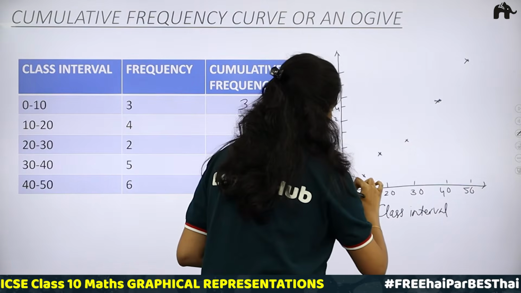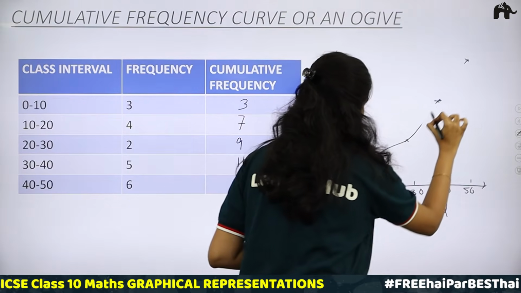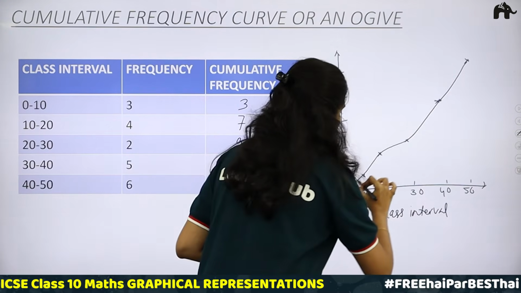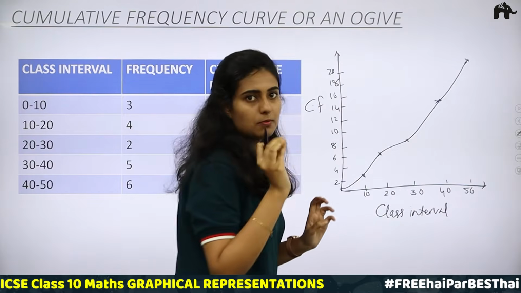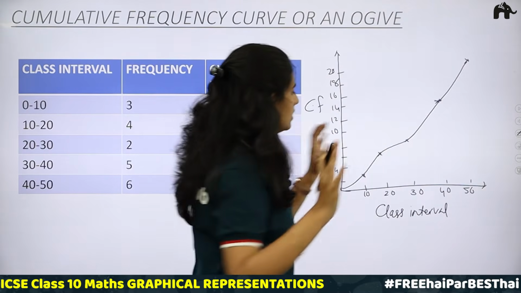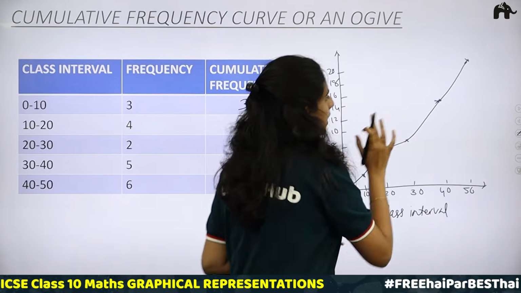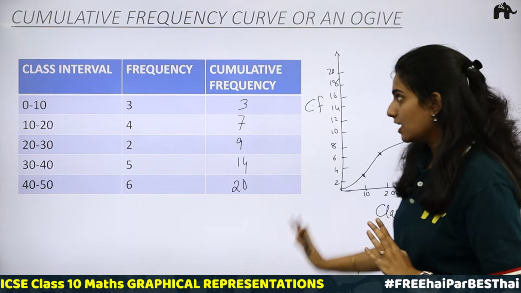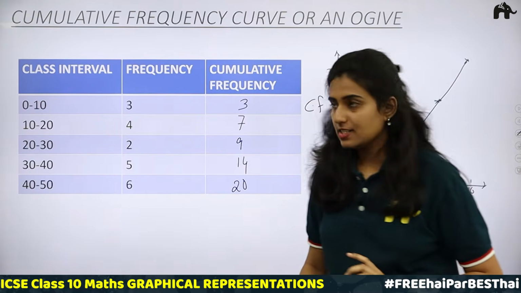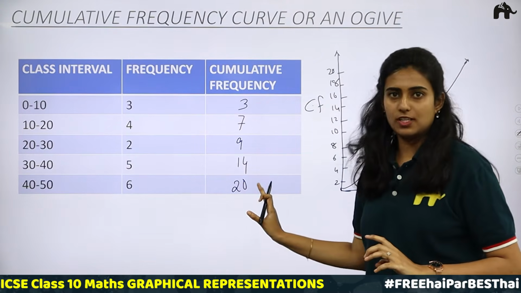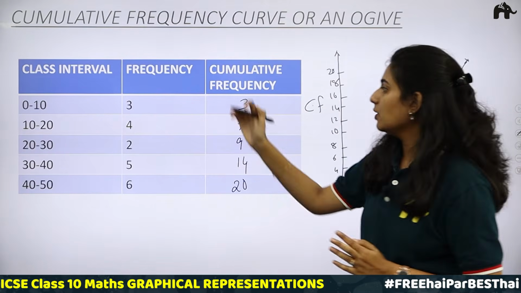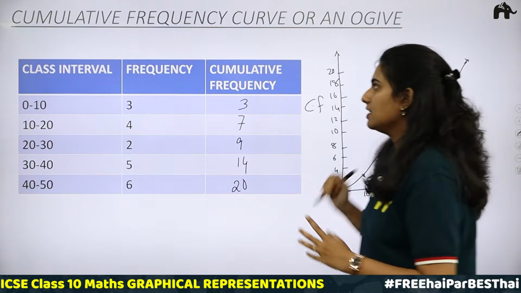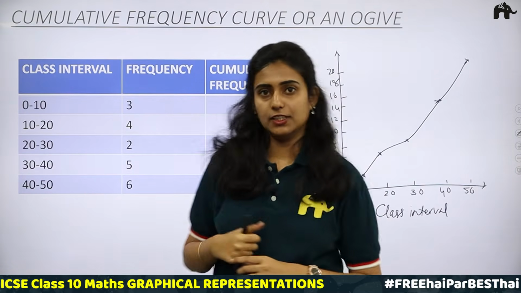Mark the point. Join these with a freehand curve. Remember, it is a freehand curve. You don't need to use any scale or anything like that. Just freely mark the points and join them. This is the required cumulative frequency curve or the ogive. Understood how to draw? We are taking the upper limits of the class intervals and the corresponding cumulative frequency. So the first step is, when frequencies are given, you have to add them up and find the cumulative frequencies. Then you can easily plot the cumulative frequency curve.